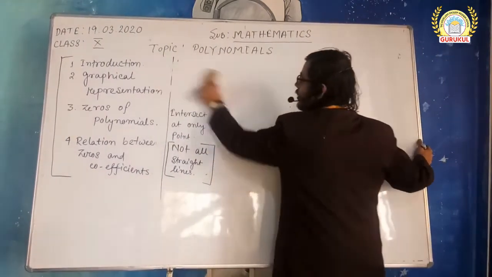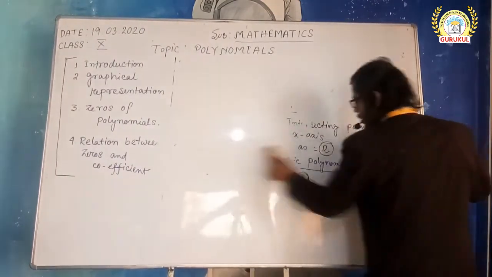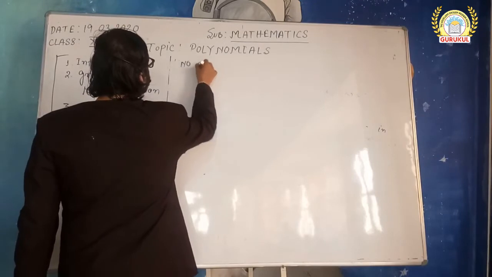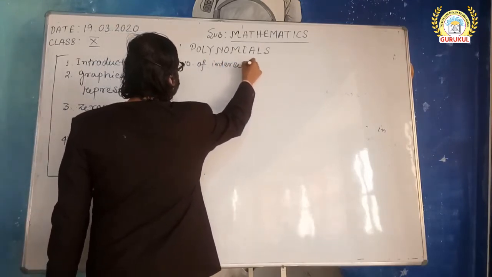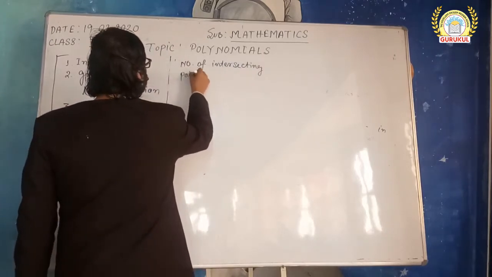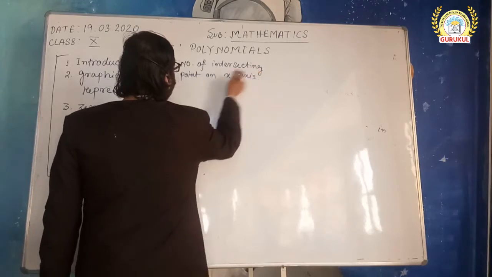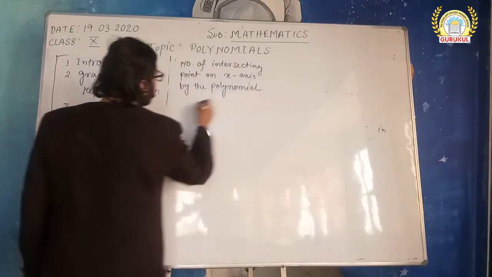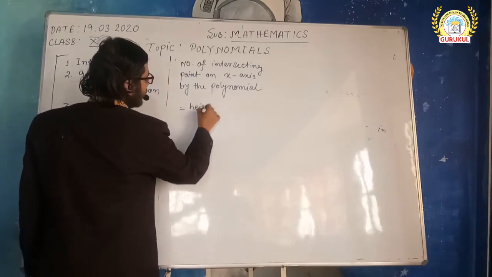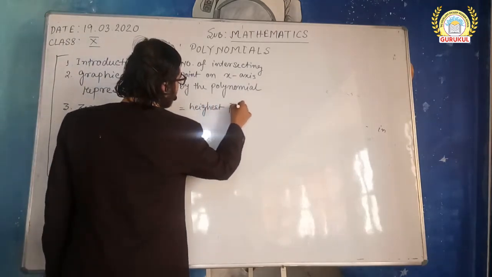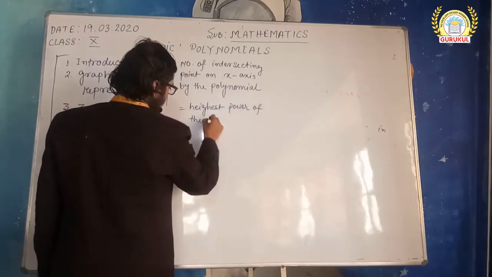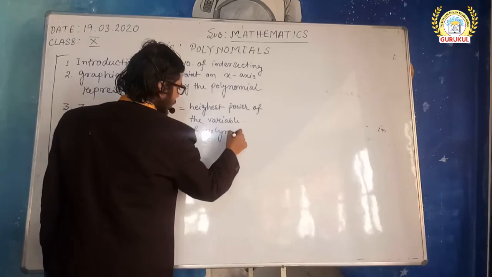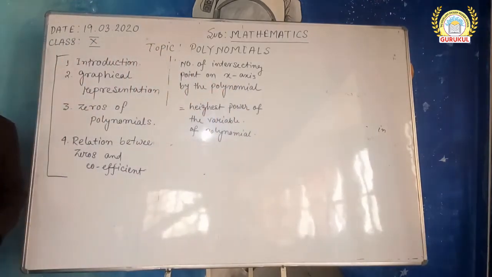The thing you need to write is: the number of intersecting points on the x-axis by the polynomial is equal to the highest power. This is what you need to know.